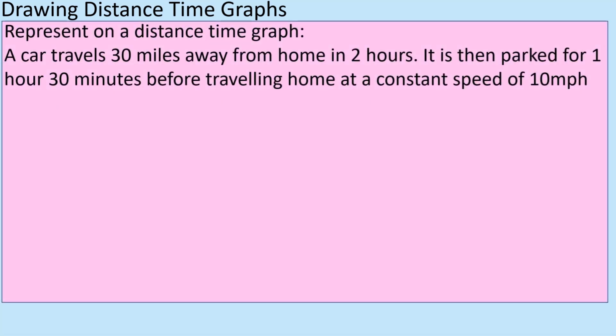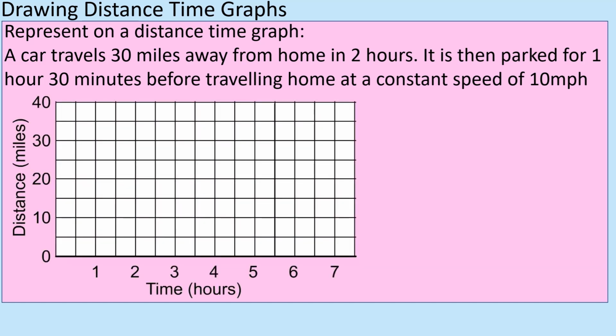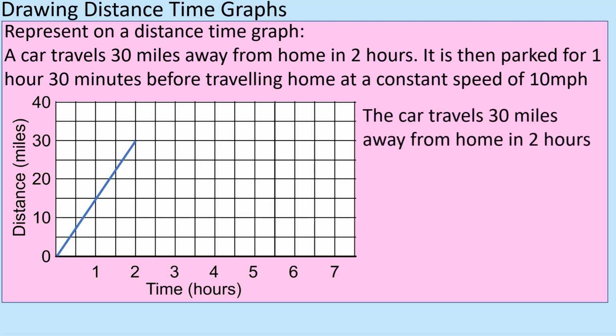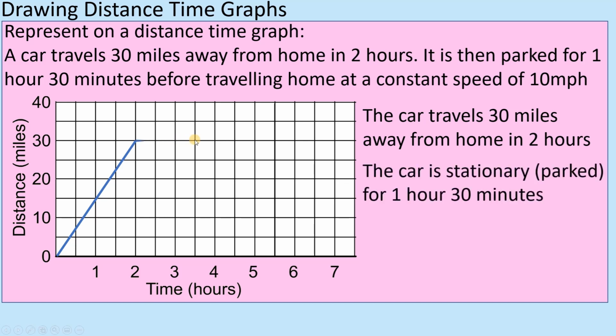Represent on a distance time graph: a car travels 30 miles away from home in 2 hours. It's then parked for an hour and 30 minutes before travelling home at a constant speed of 10 miles an hour. So we've got a graph with nothing on it, and we need to put it in there. In 2 hours he travels 30 miles, so he's going to go from there to there at constant speed, 30 miles away. He's then going to park for an hour and 30 minutes, so I take my point and move along to 3:30.